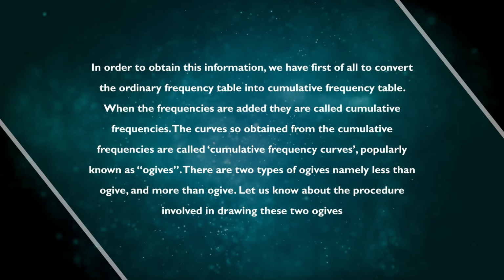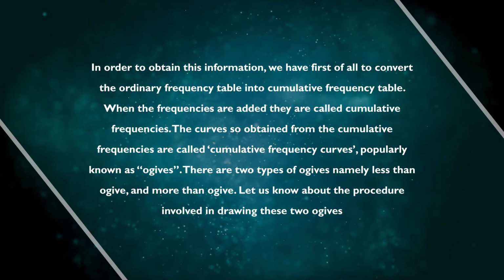So if in the table we have the values and the frequency, the cumulative frequency is the addition of the existing one and the preceding one. So we add, we get the cumulative, and the next would be added to that. When the frequencies are added, they are called cumulative frequencies, and the curves obtained from the cumulative frequencies are called cumulative frequency curves, popularly known as ogives.